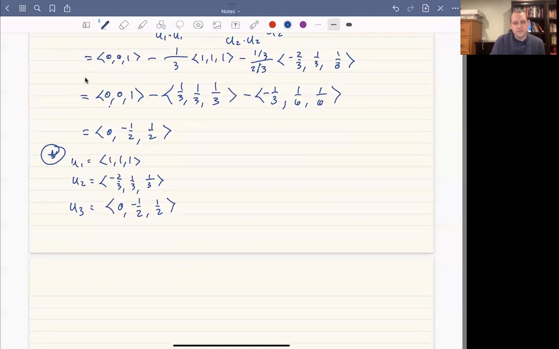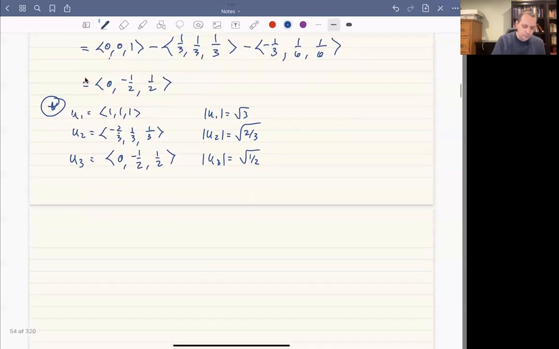And what we can do now is the final step and just normalize each of these vectors. So just divide by their magnitude. And so the magnitude of u1 is going to be square root of 3. The magnitude of u2 is going to be, what did we say it was? 4/9 plus 1/9, so 2/3, so square root of 2/3. And the magnitude of u3 is going to be 1/4 plus 1/4, so it's 1/2. And we take a square root, so 1 over square root of 2. And so what turns out we get here is that E1, this is the easiest one to do, is going to be 1 over square root of 3, 1 over square root of 3, 1 over square root of 3.